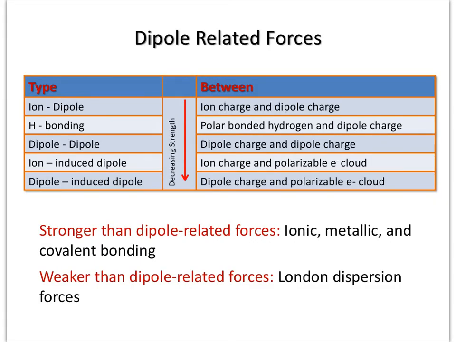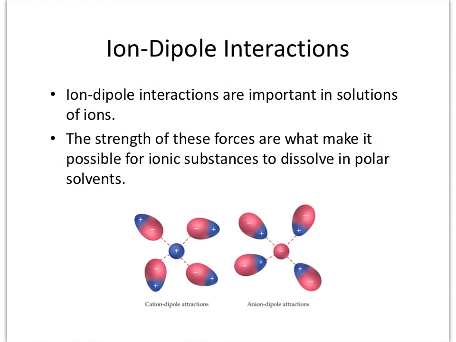Next, we're going to look at attractive forces between polar molecules. So you're looking at dipoles. Dipole attractive forces of any type are stronger than any type of dispersion force, but they're still weaker than regular chemical bonds like ionic, metallic, and covalent.